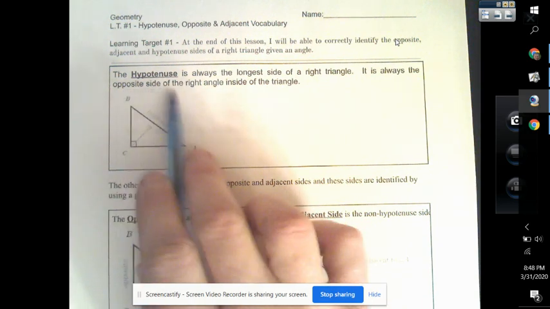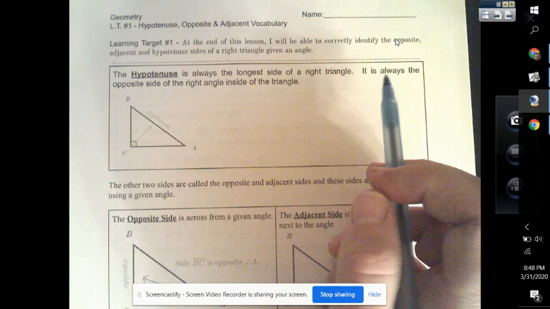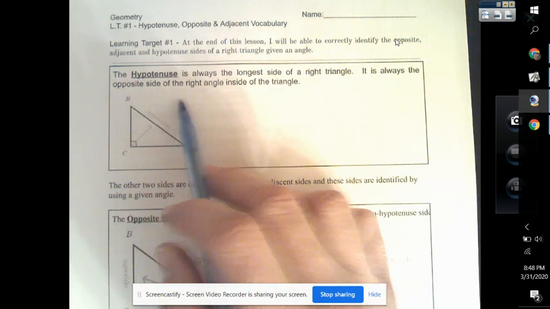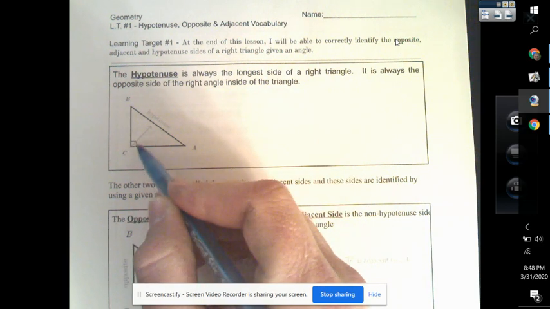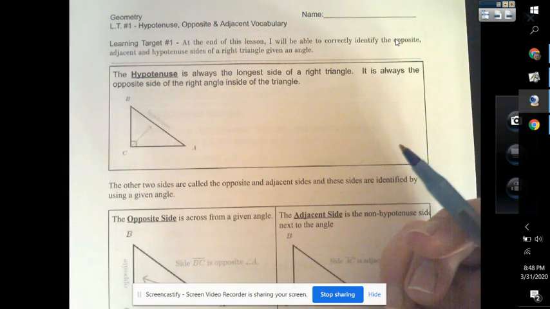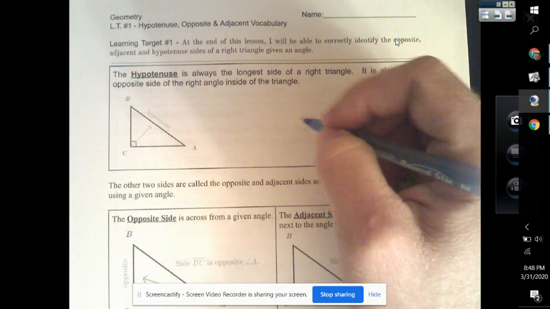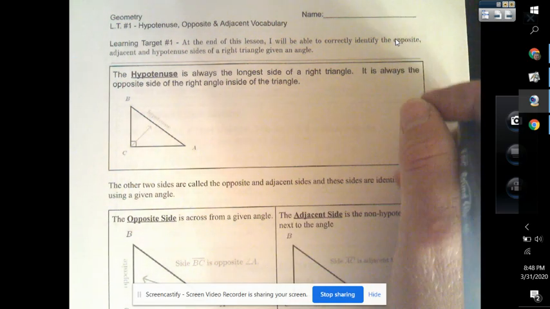The hypotenuse is always the longest side of a right triangle. Pretty easy to identify. It is always the opposite side of the right angle. So you guys are very good at identifying the right angle, go across from it, and then this side will always be your hypotenuse. Okay. This is probably going to be always your first side that you find because it's very easy to identify. You're used to it. Life is good.